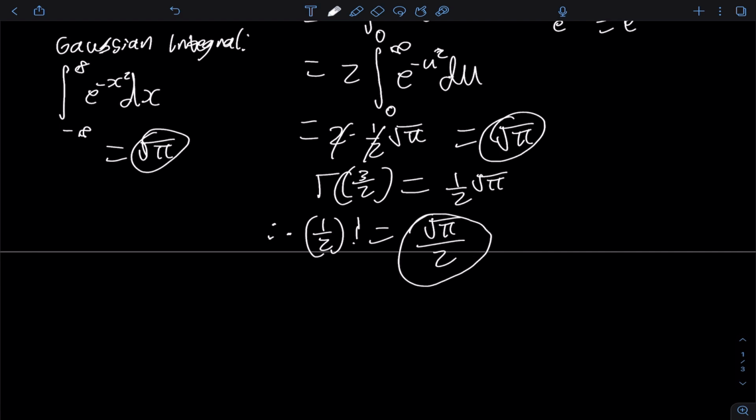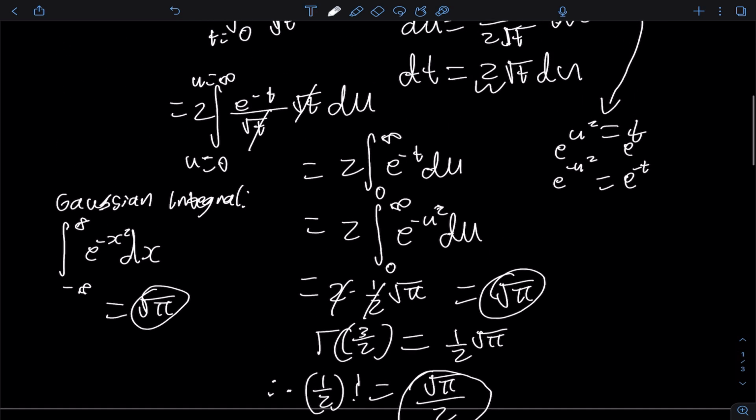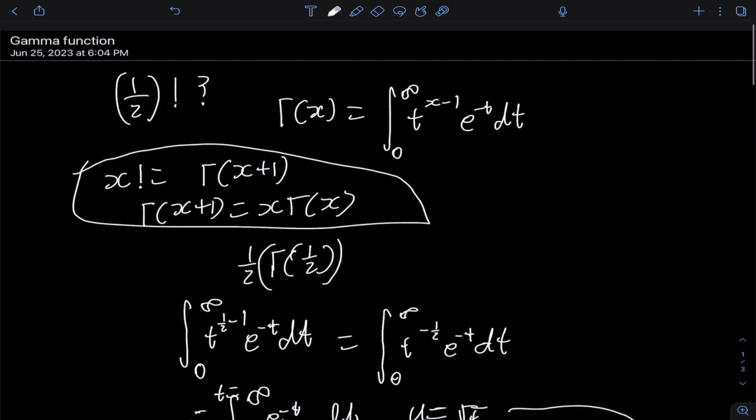That is pretty amazing. It's always cool how pi can creep into things where you never expect it, including the factorials, which is pretty cool.